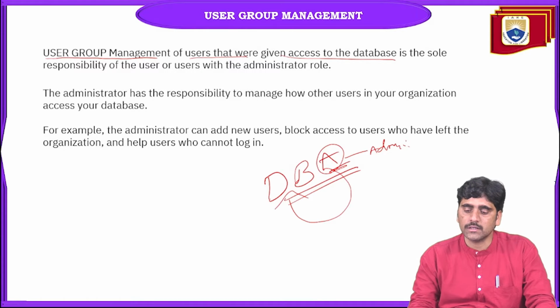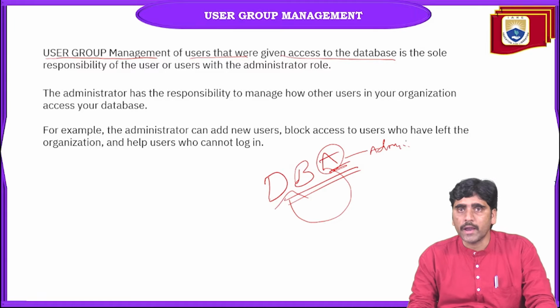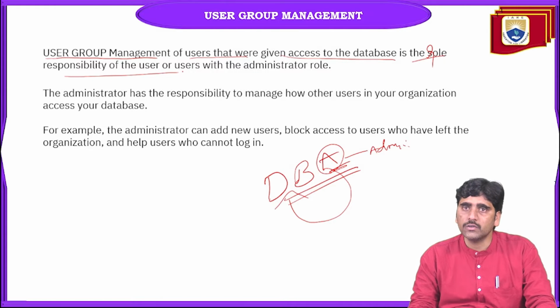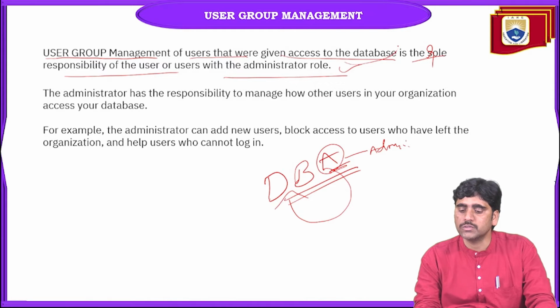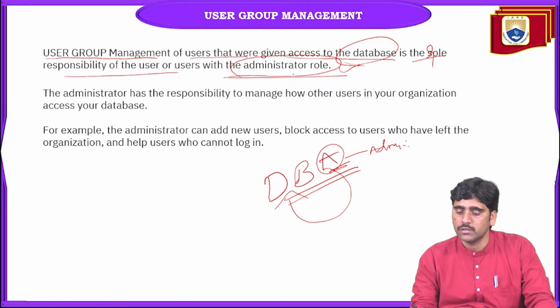Now look at this definition. The user group management of users that were given access to the database is the role and responsibility of the administrator role. What we understand from this is that the administrator role can give access to the users who want to use the database, who want to access the database, or who want to modify the database. So the administrator role can give all access to the users.